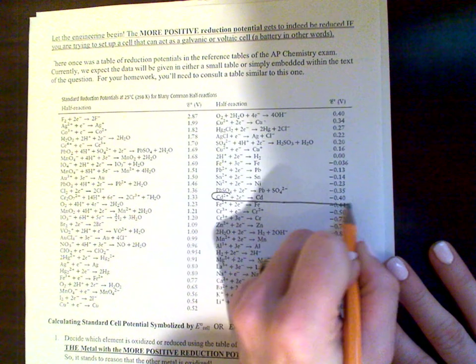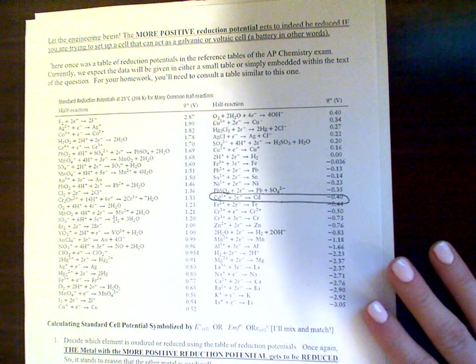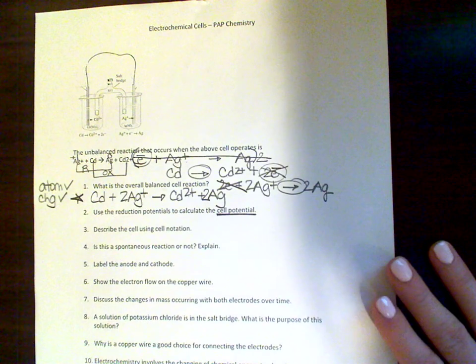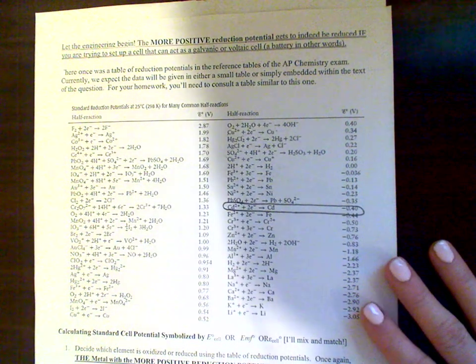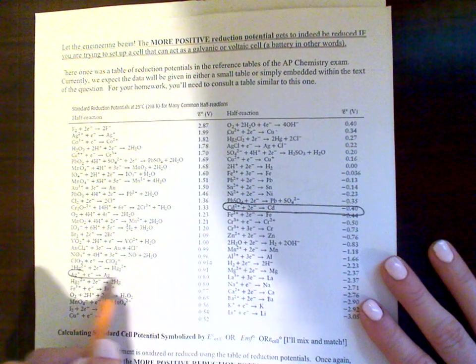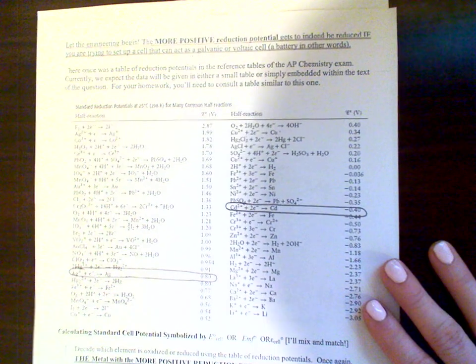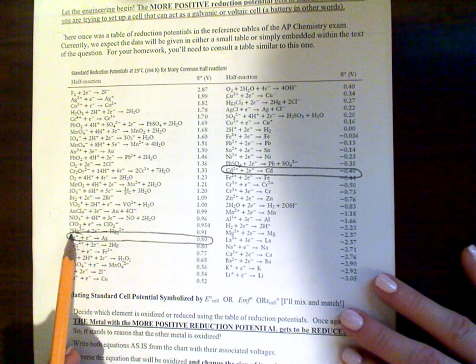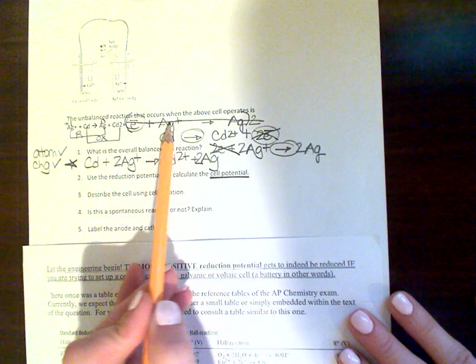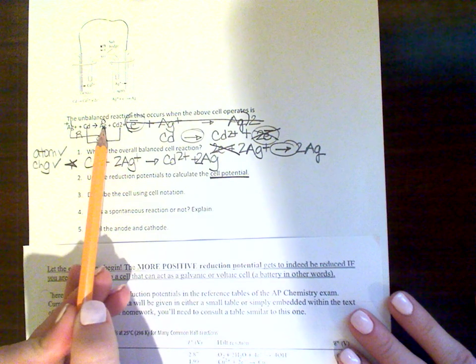So there's my cadmium 2+ going to solid cadmium, and the other species was silver 1+ going to solid silver. Here is that reaction right here. You want to find your two reactions. Which one of these reactions matches the half reaction Ag+ going to Ag? That seems to match.